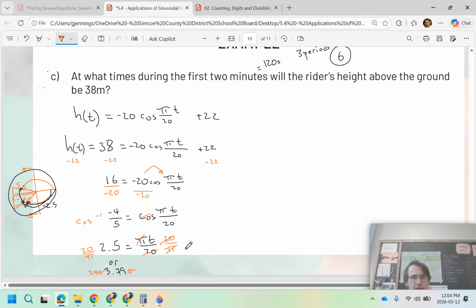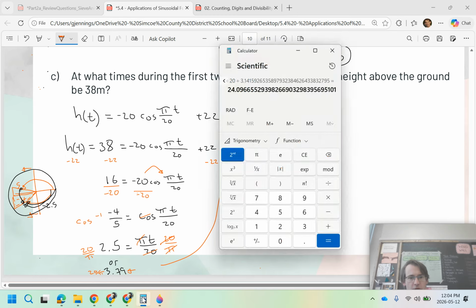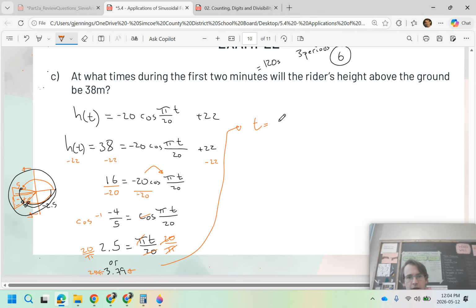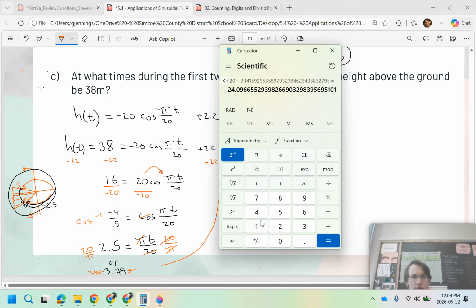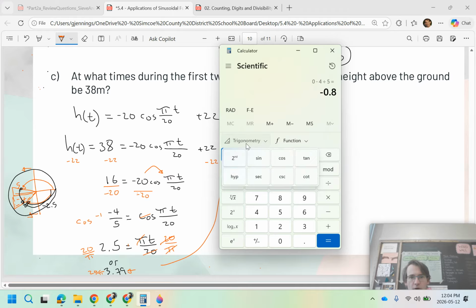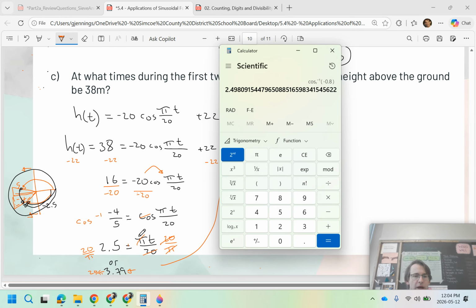So that one gave us, I'm just going to write up here, t equals 24.1 seconds. And then let's do the 2.5 one. Okay, so we were here, clear. -4 divided by 5 equals this. We're going to go cos inverse. Oh, shoot. I did cos. -0.8 equals this. Trigonometry second function. There we go, cos inverse. There we are, back to that nice, exact-ish value.